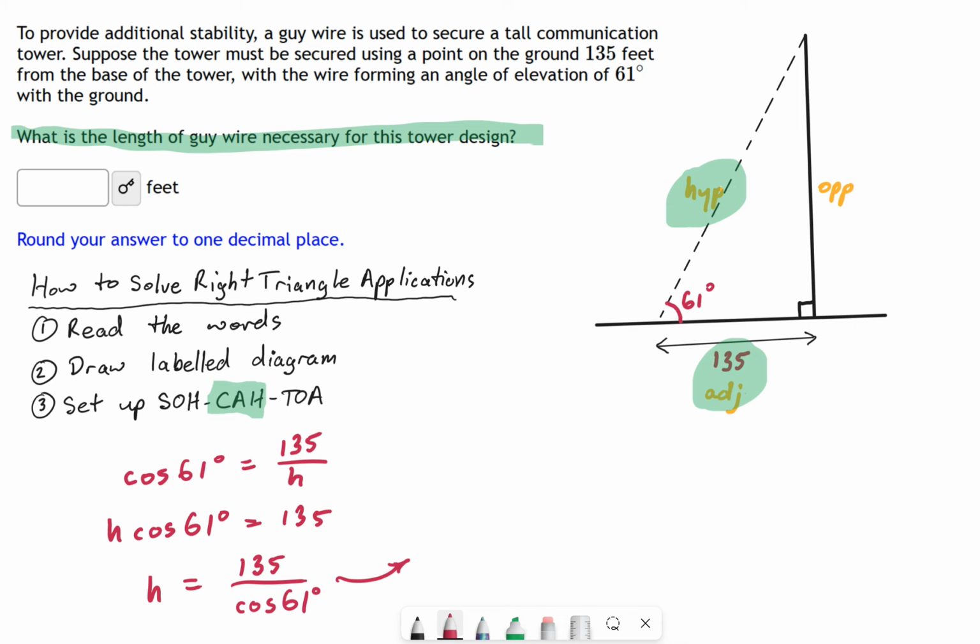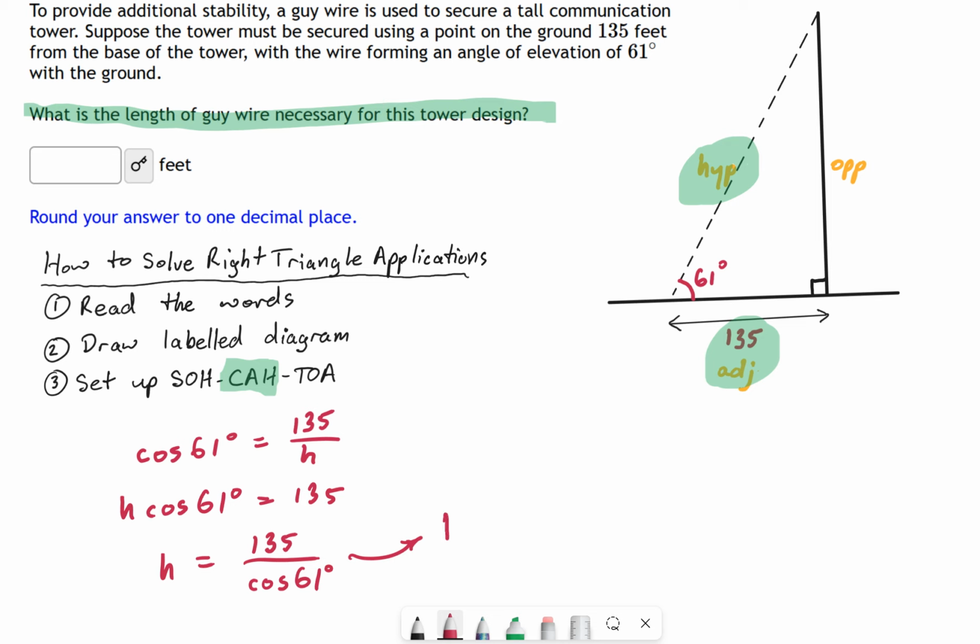Now, I didn't actually do this ahead of time, so let me just plug that in. It's 135 divided by cosine 61. Great. We get h equals 278, and I want one decimal place, so that's going to be 278.5 feet, and that's going to be your answer.